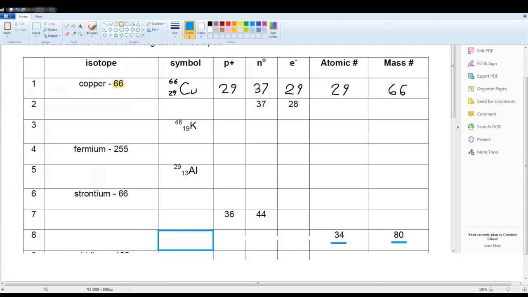All right, so what are we looking at? The symbol is Se, which is selenium. The protons are 34, the electrons are 34, and the neutrons are 46.